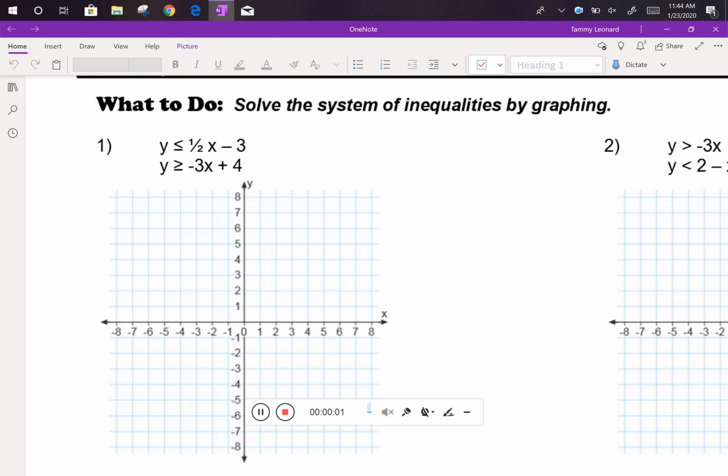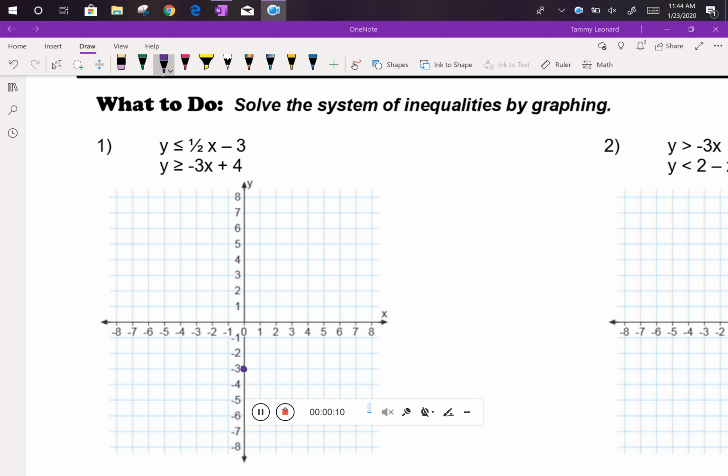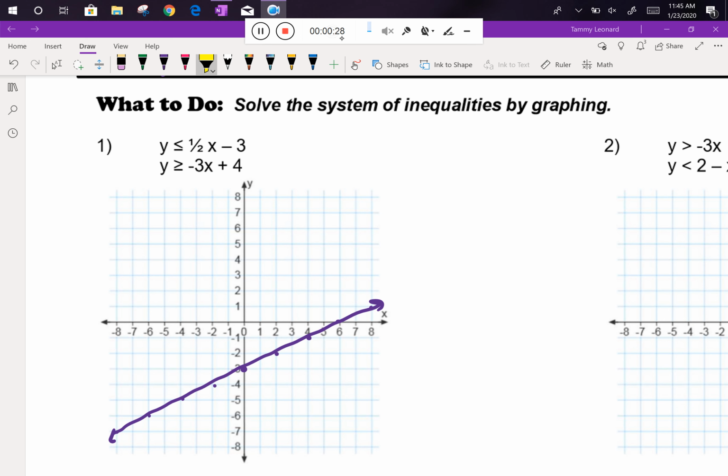y is less than or equal to 1/2 x minus 3 starts at the y-intercept of -3 and continues up 1/2 all the way across the graph. It's going to have a solid line because of that or equal to. And because of the less than, we're going to have to shade it down. So we're shading below the line.